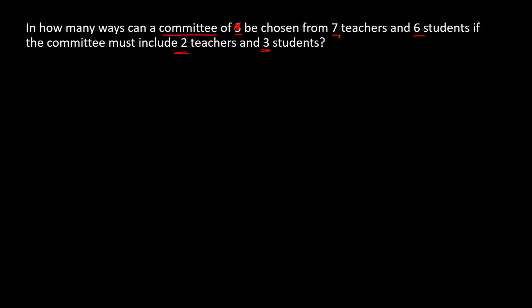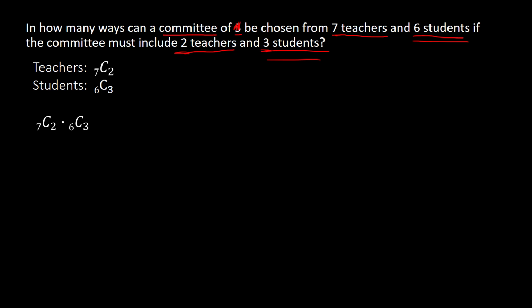So then teachers, we have 7 teachers to choose from, and we're choosing 2 teachers at a time. So for the teachers, we have 7 choose 2. And for the students, we have 6 students to choose from. We're choosing 3 at a time. So that can be written as 6C3. Now because these events are not exclusive, meaning I can have both occurring at the same time, I'm going to therefore multiply those 2 answers together.